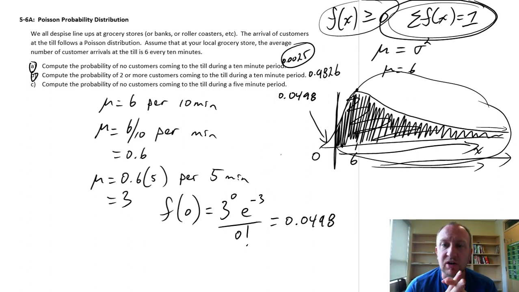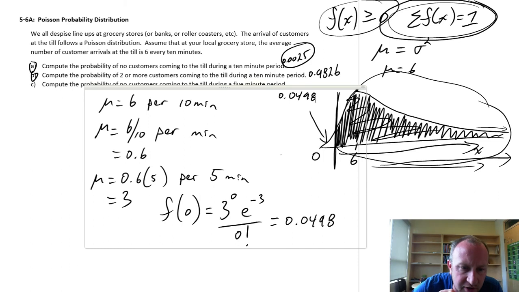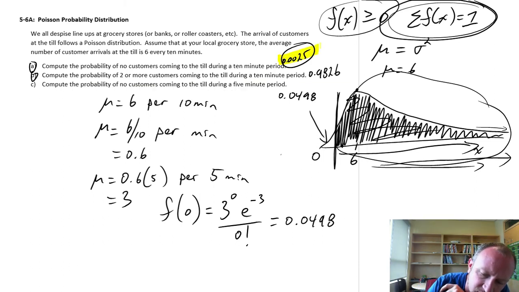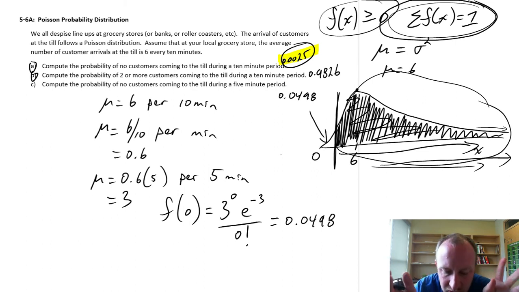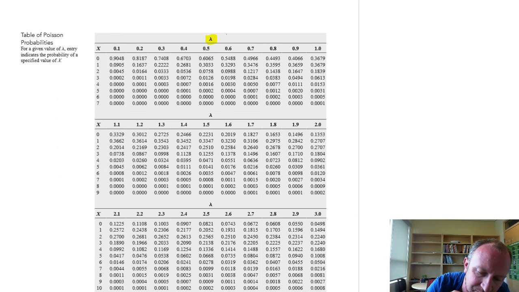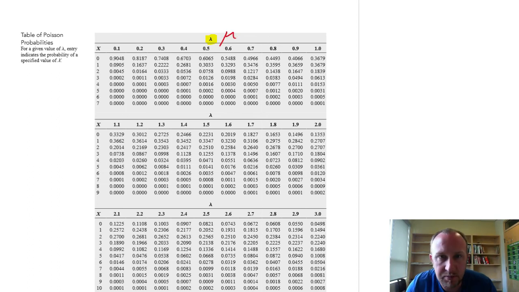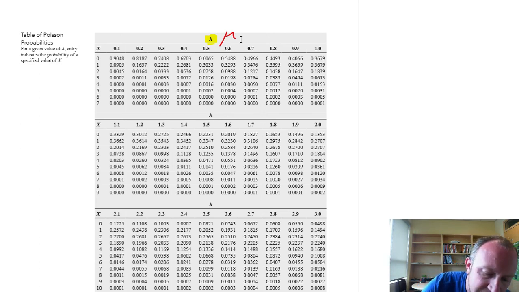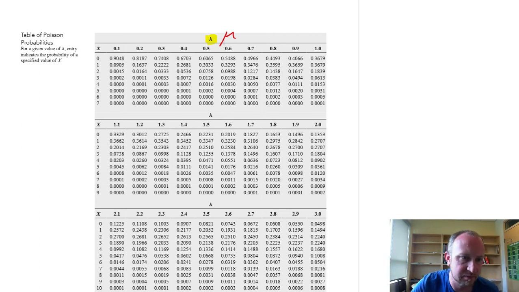Now that we've done this the long way, I can show you the shorthand way of obtaining all of these probabilities. So keep in mind our first one, 0.0025. This was the probability of no customers coming to the till, and our average value was 6. We can now go to our Poisson distribution table. The notation is a little bit different from what I've been using. This table uses lambda whereas I've been using mu to describe the mean. And x, well, this is the same. This is our value of interest, or the number of events occurring.